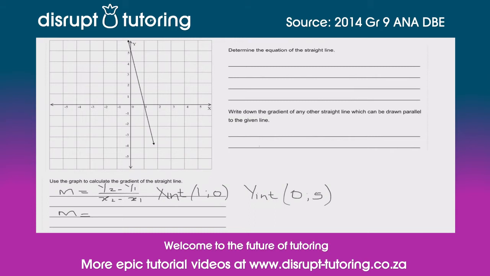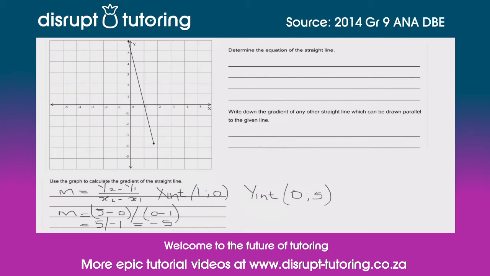So m is equal to, this is going to be my second coordinate, and this is going to be my first coordinate. So y2 minus y1 would be 5 minus 0. I'm going to put that in brackets to know that it's on the top. And then x2 minus x1 is going to be 0 minus 1. If I continue, 5 minus 0 is 5, and 0 minus 1 is minus 1. And that's going to give me an m value of minus 5.